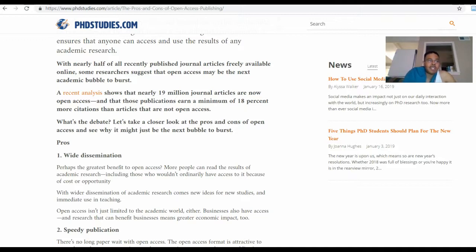Well, you have wide dissemination. Perhaps the greatest benefit to open access is that more people can read the results of academic research, including those who wouldn't ordinarily have access to it because of cost or opportunity.